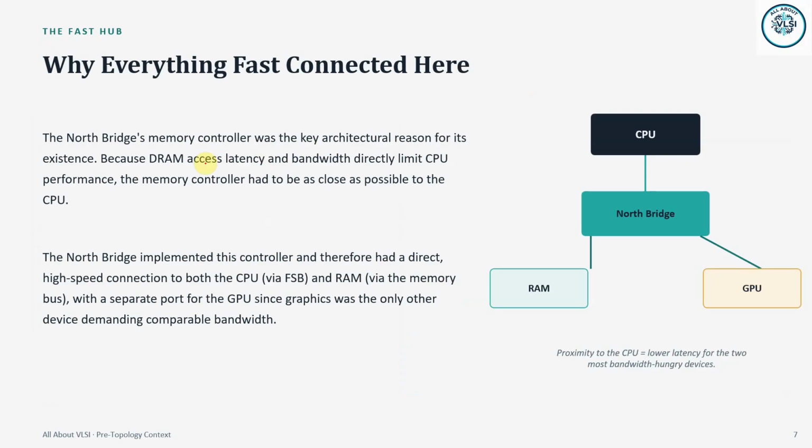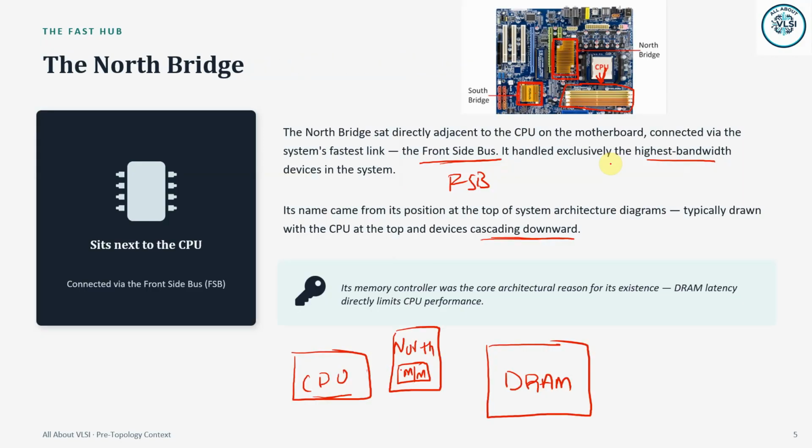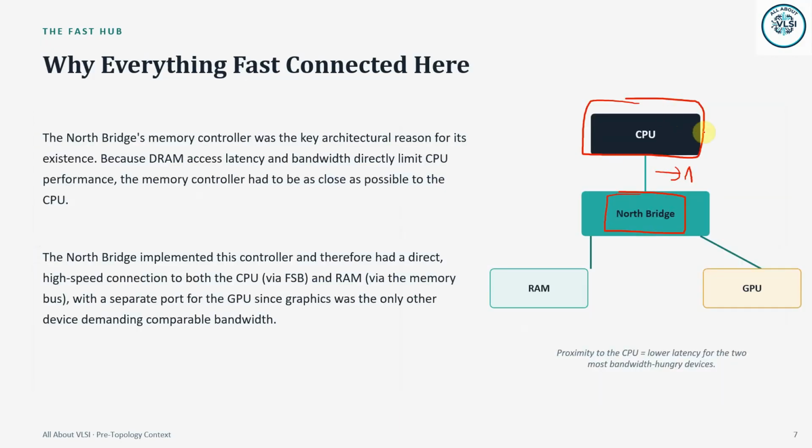Now, why is everything fast connected to my North Bridge? You can see over here the CPU is present, and the CPU is not directly connected to RAM and GPU. Basically, it is connected via this North Bridge, and we have something known as the FSB, which is my front side bus.